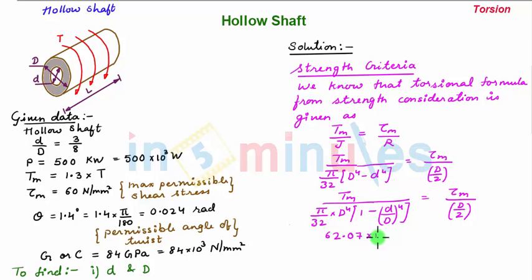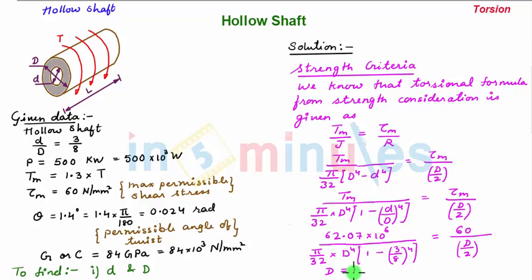So your Tm is 62.07 into 10 to the power 6, the whole upon pi by 32 into capital D to the power 4 into 1 minus small d by capital D, which is 3 by 8, the whole to the power 4. This is equal to tau m, which is 60 Newton per mm square, upon capital D by 2. So upon solving, we get the value of D as 175.17 mm, and the small d becomes 3 by 8 of capital D, which is equal to 65.68 mm.